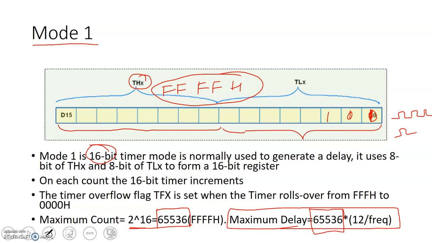If we are using the number 0, then a maximum delay of this can be produced. We will see how to load a number here to produce a desired delay. So we will see that in a different lecture. For the time being, just remember that this mode 1 can be used to produce this much amount of delay. This is the maximum delay that can be produced from 0 to this value. This much amount of delay can be produced with the help of this mode of the timer.